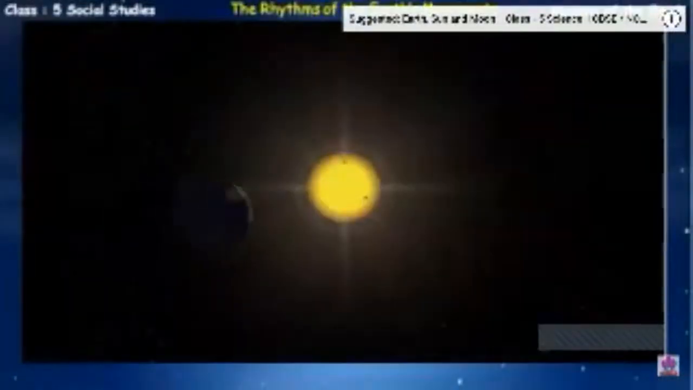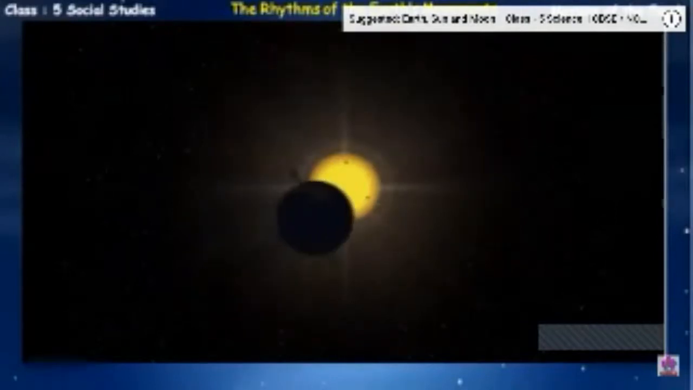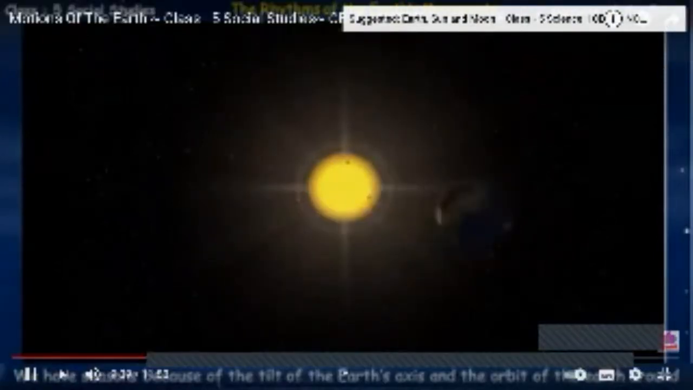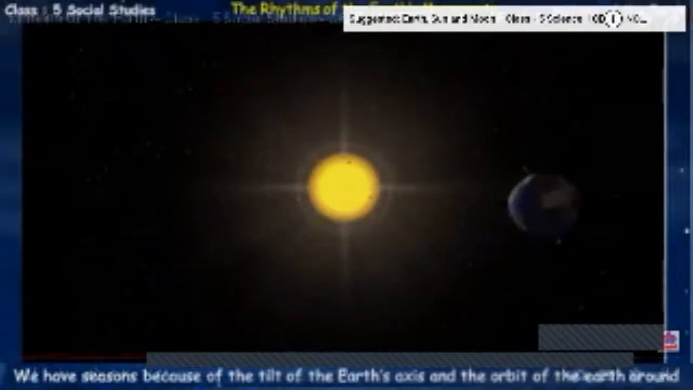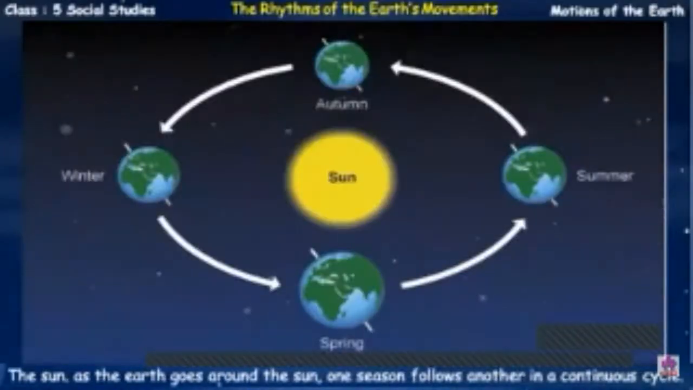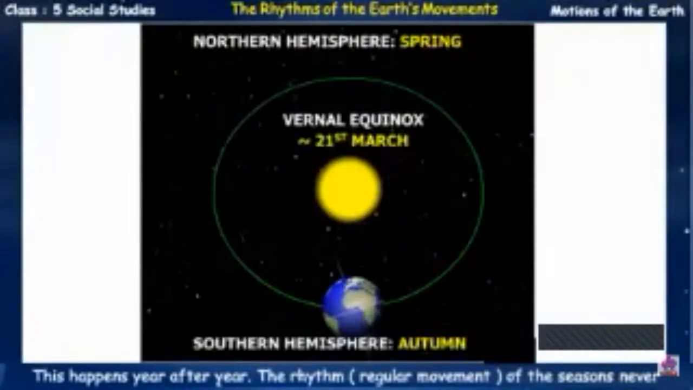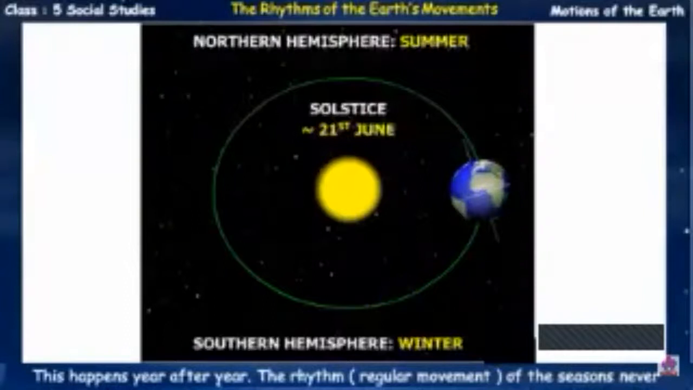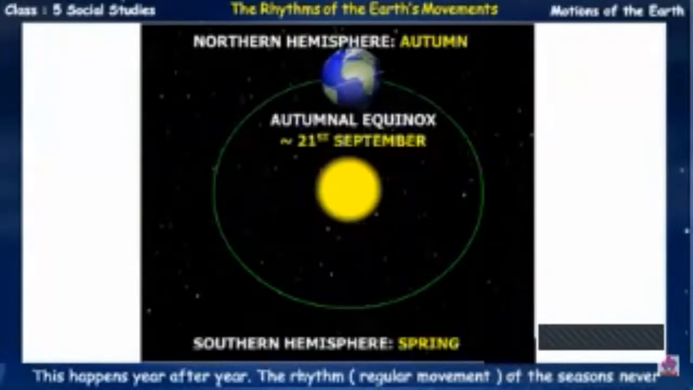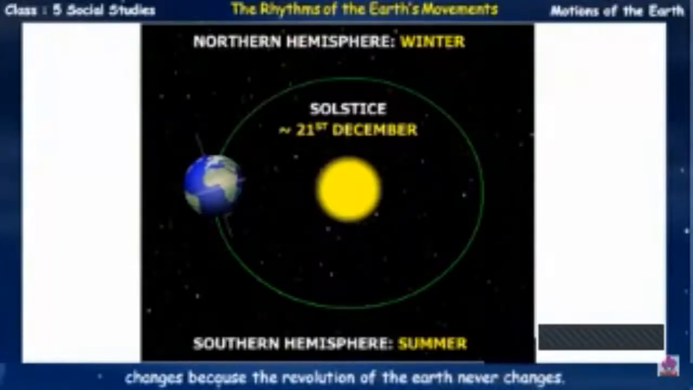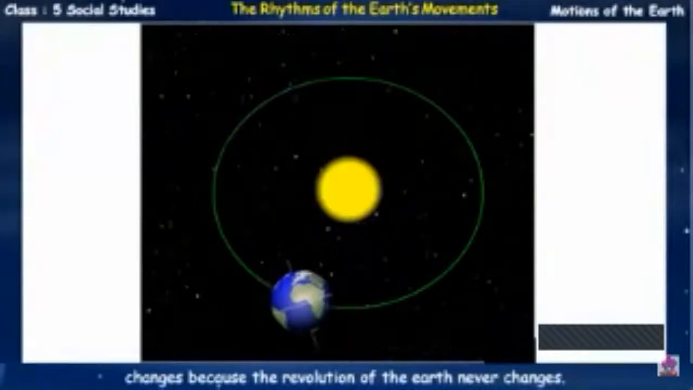The rhythms of the Earth's movements. We have seasons because of the tilt of the Earth's axis and the orbit of the Earth around the Sun. As the Earth goes around the Sun, one season follows another in a continuous cycle. This happens year after year. The rhythm, regular movement, of the seasons never changes, because the revolution of the Earth never changes.